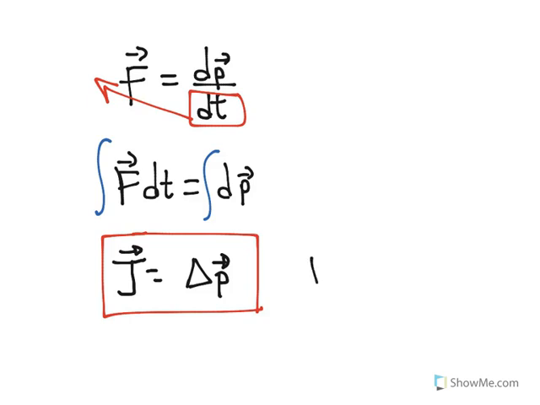So, for instance, force times an interval of time, if the force is constant, of course, which we will be using right now, is going to be equal to mass times final velocity minus mass times initial velocity. And of course, these are vectors. So this is the relationship between impulse and linear momentum.